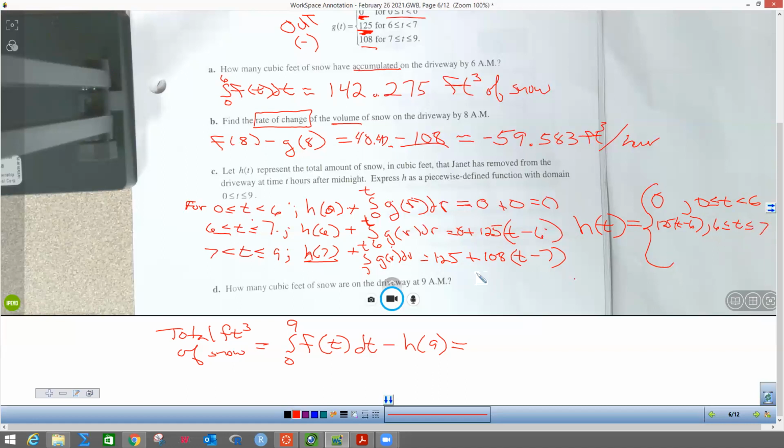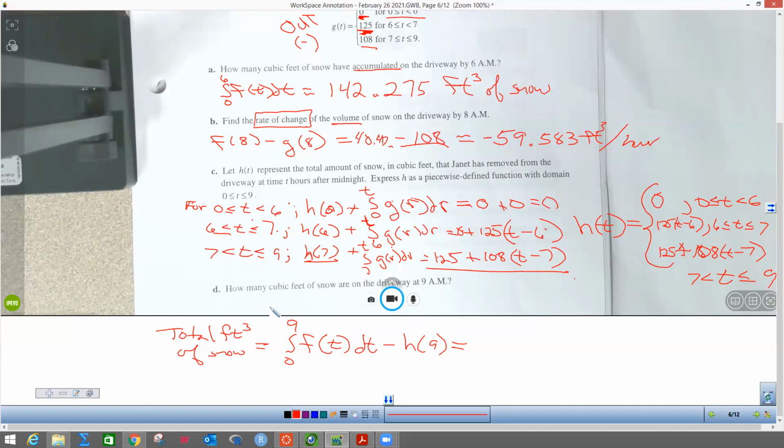And then the last one is going to be this part right here. And again, if you want to distribute and simplify this, you can, but I'm not going to. This is going to be 125 plus 108 times t minus 7. And then that last one is from 7 less than or equal to t less than or equal to 9. That is a pretty hard problem.